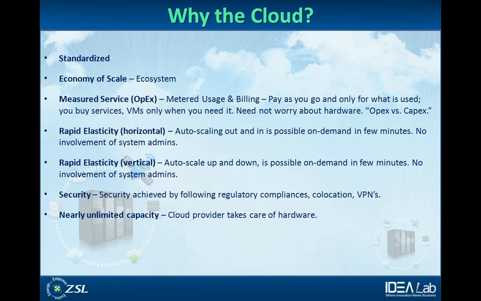Rapid elasticity, both horizontal and vertical. By elasticity, we mean being able to scale out, which is what horizontal means, and to scale up, which is vertical. Scaling out means instead of 2 web servers during busy periods, you can have 10. Scaling up vertically means instead of a 2 GB, 2 CPU web server, you go to an 8 GB, 8 core virtual machine to handle the load. So that is scaling out versus scaling up.